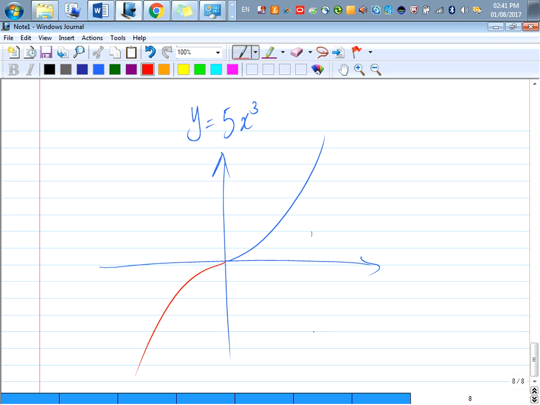Okay? So the similar thing can be done for negative 5x to the power of 3. Then it will just be the other way around. Okay? Yeah, okay. So that's all for our positive powers.